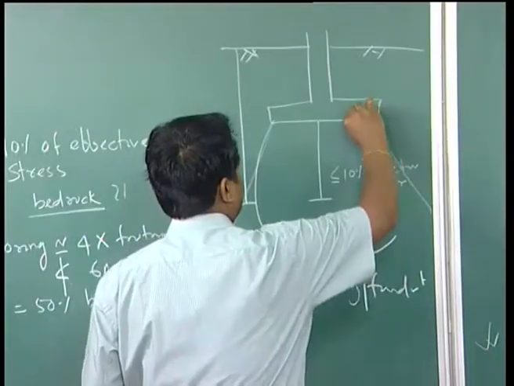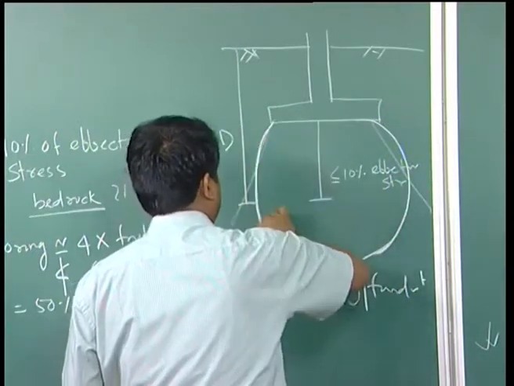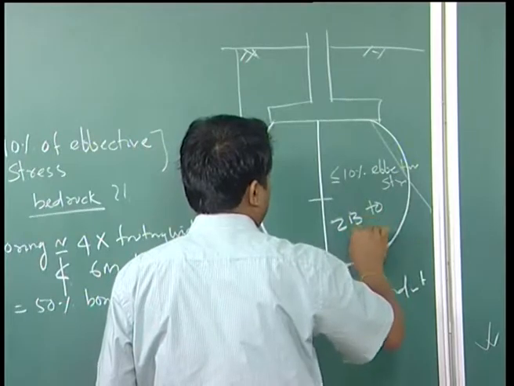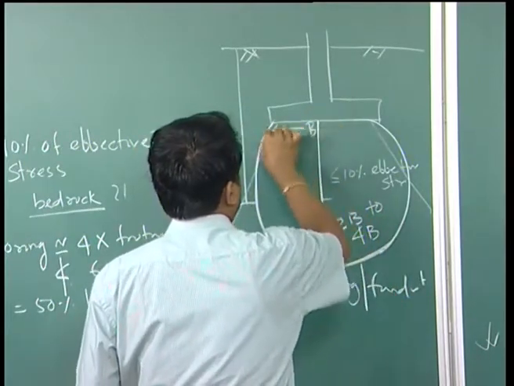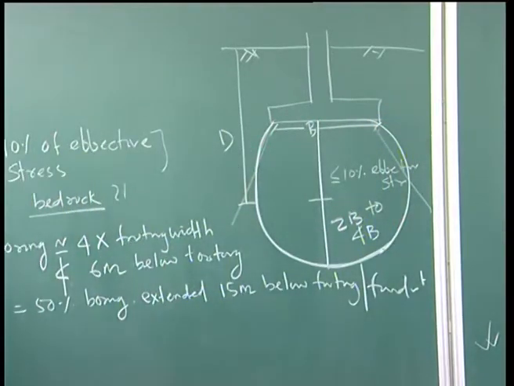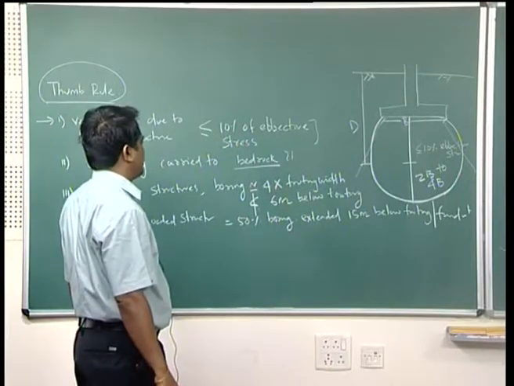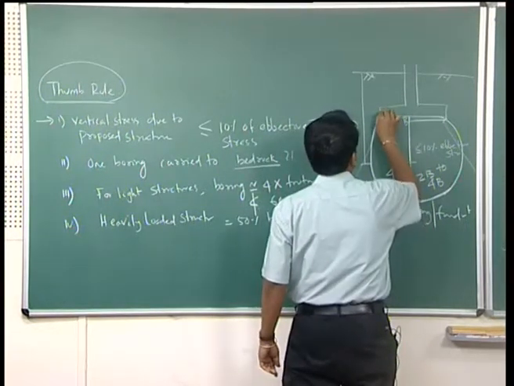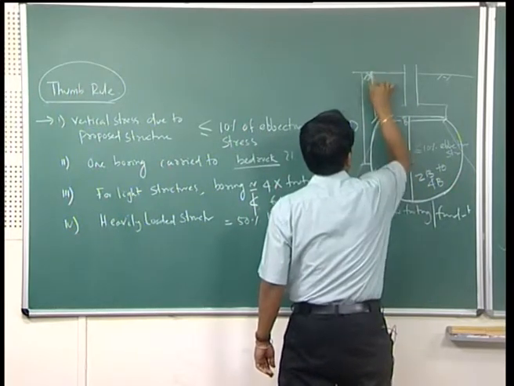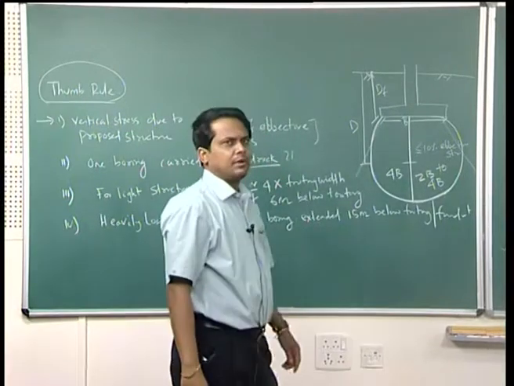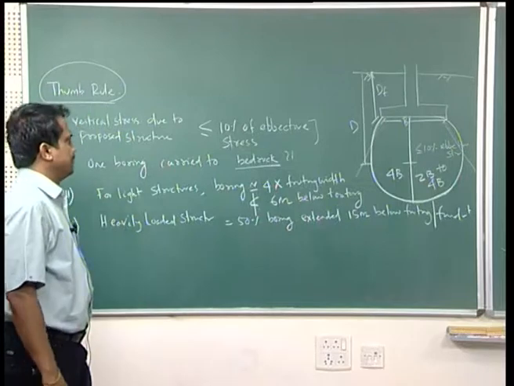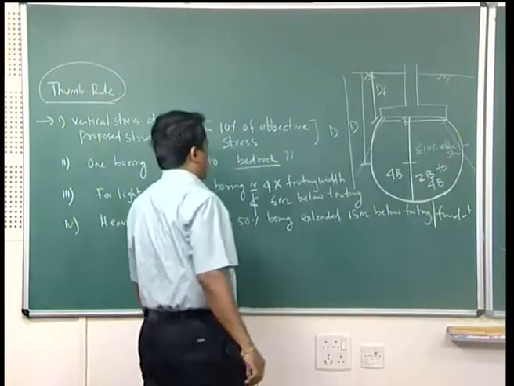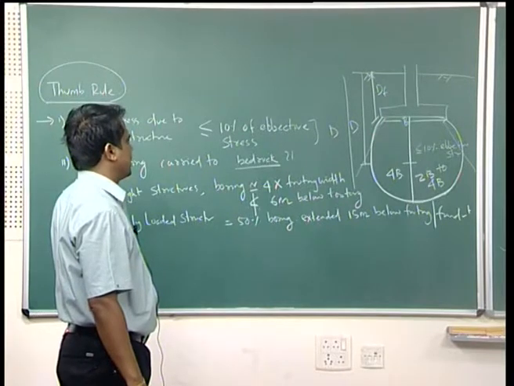If you look at here, generally the pressure bulb is 2B to 4B, where B is the width of the footing. So, for residential building or light structures, the depth of boring should be 4 times the width of footing, that means 4B plus this depth, which is your depth of foundation. So, 4 times width of the footing plus depth of foundation, this total is your depth of boring, or it should not be less than 6 meter below the footing.